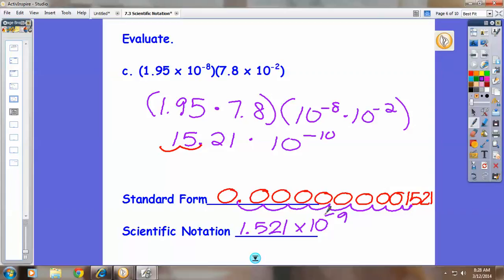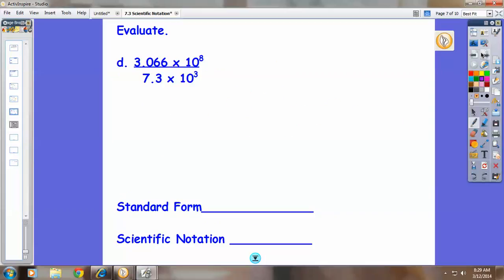Any questions on the multiplication portion of this? Please flip your paper over to the back side where there's some division. We're going to take the same approach that we did with multiplication. We're going to use our exponent rules here. Looking at example D, we'll walk you through this one.